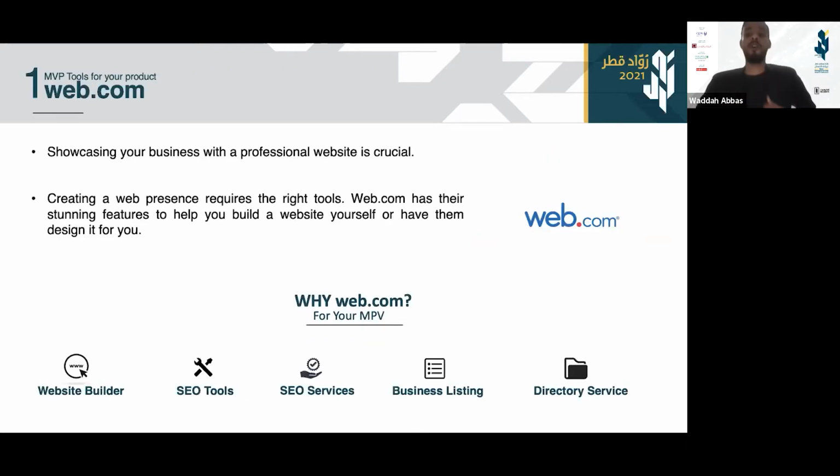So first of all is a very integrated platform that has lots of functions and allows a person to do a lot, which is web.com. And what web.com allows you is showcasing your business with a professional website. The creation of a web presence requires the right types of tools. And so web.com has lots of different features. It is fully integrated, so you can buy your domain, create emails, create your website layout.